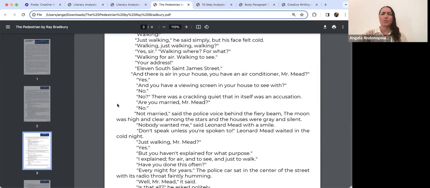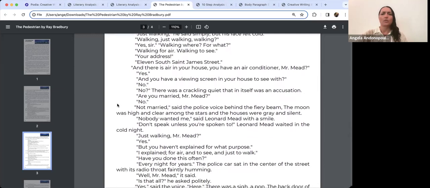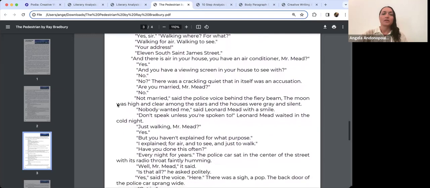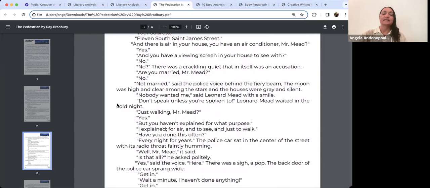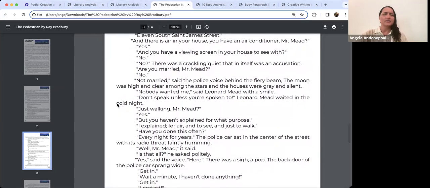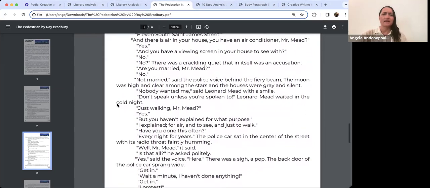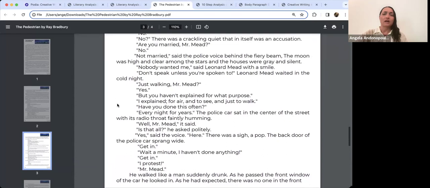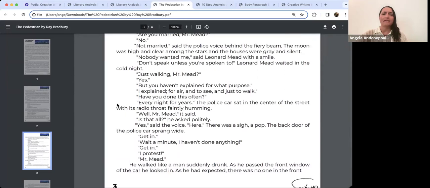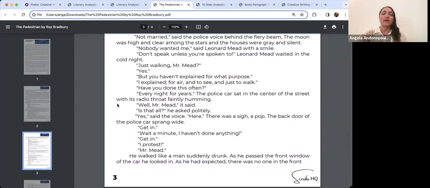"Walking? Just walking. Walking?" "Yes, sir." "Walking where? For what?" Walking for air. Walking to see. "Your address?" "11 South St. James Street." "And there is air in your house? You have an air conditioner, Mr. Mead?" "Yes." "And you have a viewing screen in your house to see with?" "No." "No?" There was a crackling quiet that in itself was an accusation. "Are you married, Mr. Mead?" "No." "Not married," said the police voice behind the fiery beam.